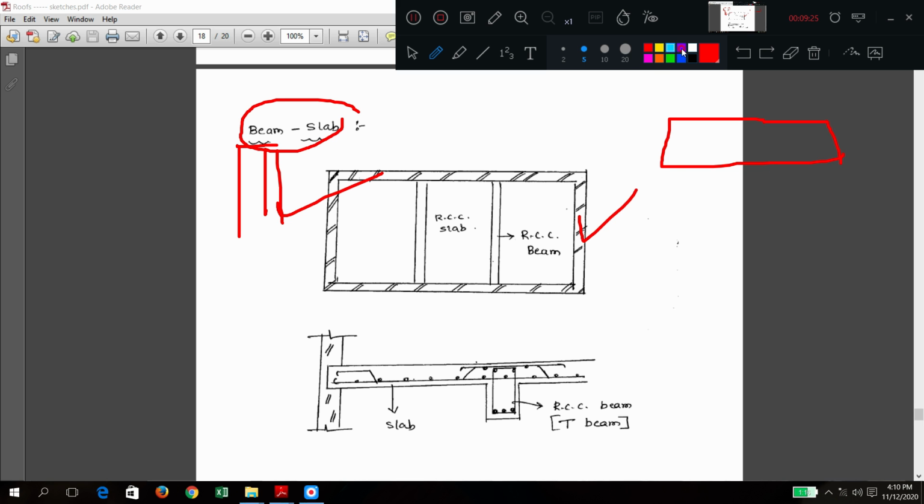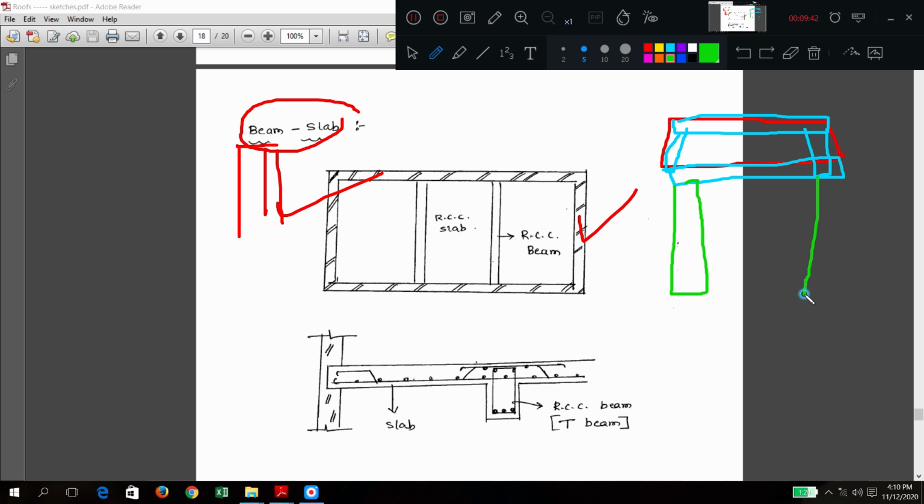To give support to the slab, you have beams in this direction, like this. Underneath there will be beams, maybe like this also beams will be there. All the beams will get support from what? The beams will be standing on columns. So this type of structure is called a framed structure. Here we are going to study it as beam slab. It is called beam slab.